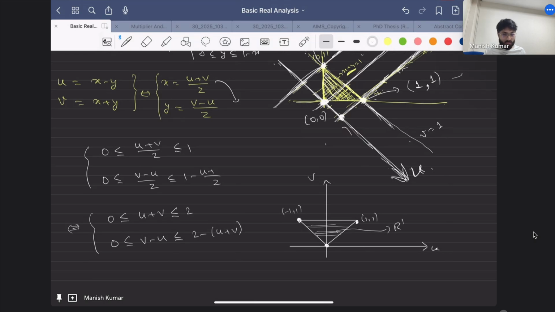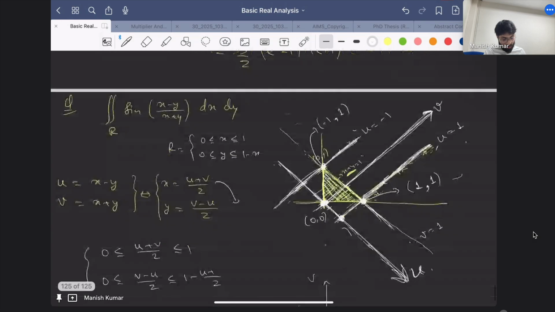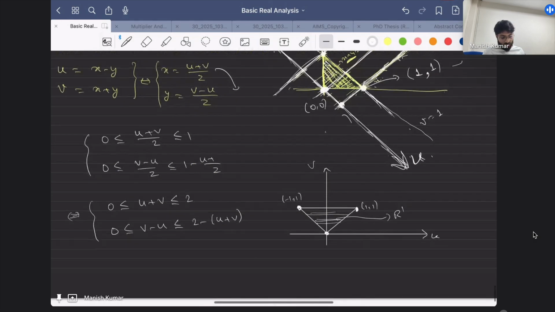Is this fine? Yes, sir. I was confused earlier because of something, but anyway. So now this can be transformed into this region, and then you can deal with it.